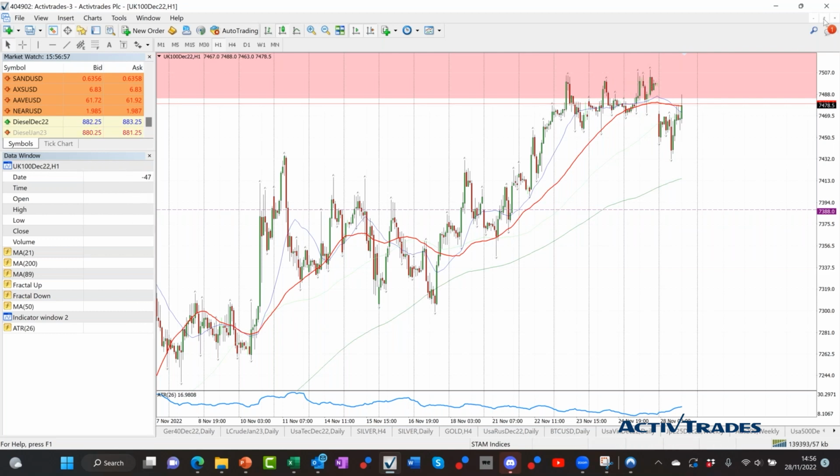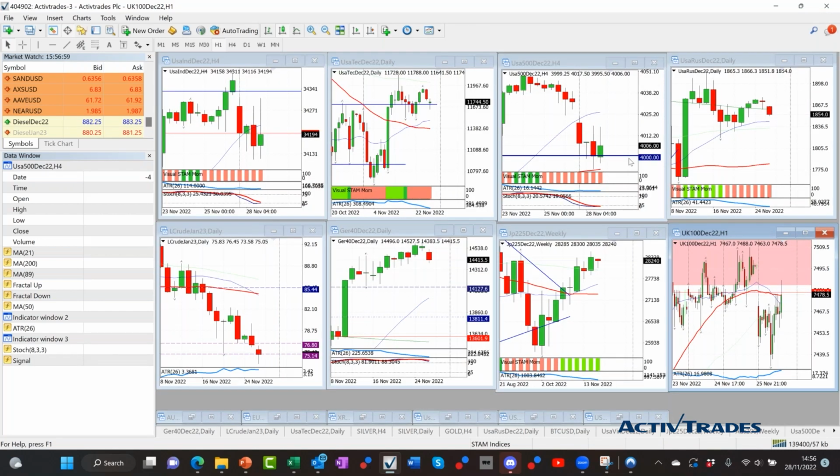As I said, a lot of that will come down to the American data, because invariably that will have an impact on basically all indices and all currencies.